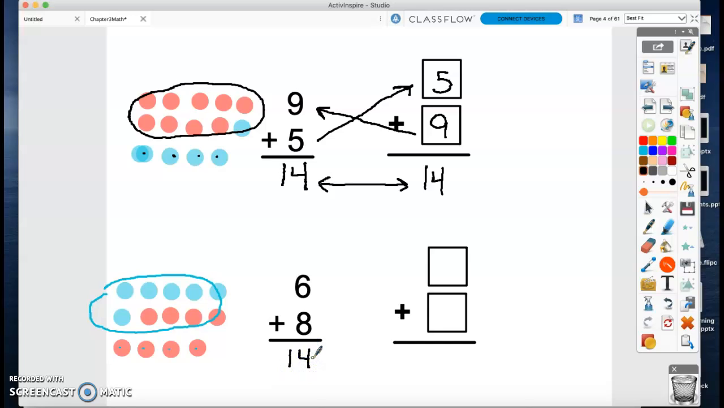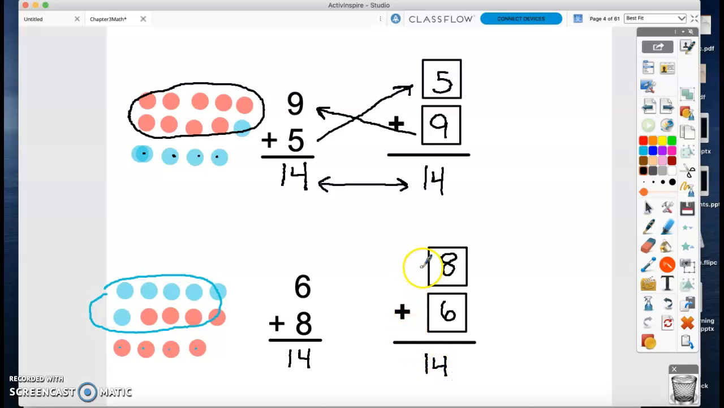So now we need to use the commutative property and come up with our other fact. So what number would come on the top? If you said 8, great job. What number comes after that? If you said 6, awesome. So what would our answer be? What is our sum? If you said 14, great job.